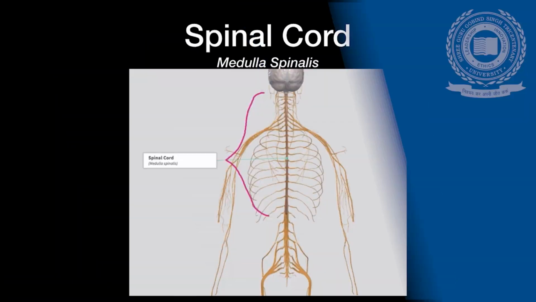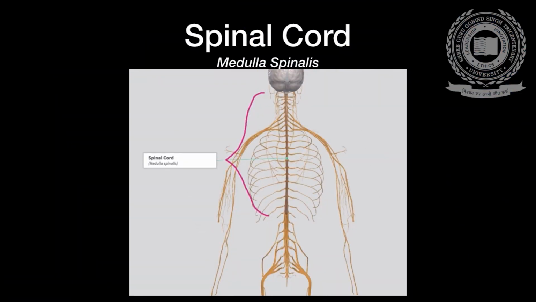Today, we will be learning about the spinal cord. Spinal cord, it is an important structure of the central nervous system as it connects the brain to the body. Spinal cord is the most important structure between the body and the brain. The spinal cord is 40 to 50 cm long and 1 to 1.5 cm in diameter.